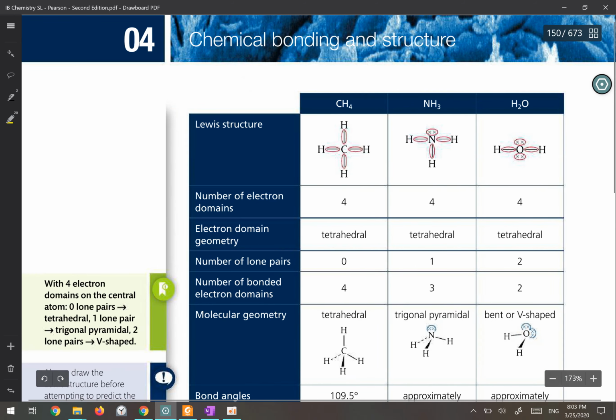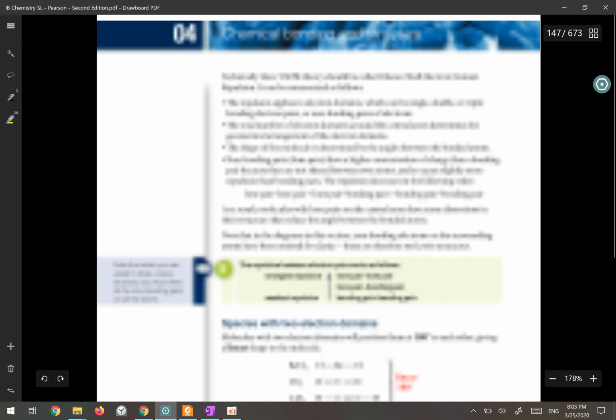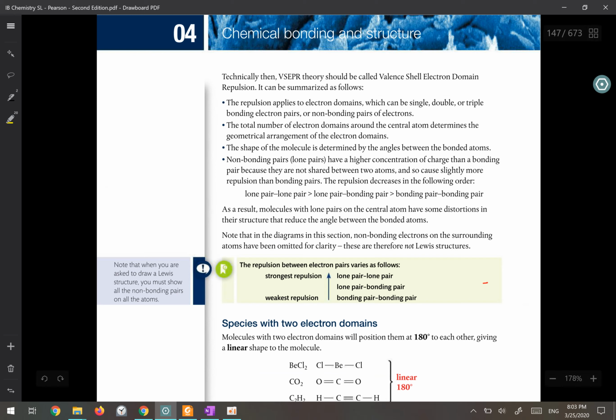So now let's go to the previous page. I will explain some points for you. The first thing which is important here, if they ask why the angle decreases from 109.5 to 107 or to 105, you have to answer this as it's mentioned here.